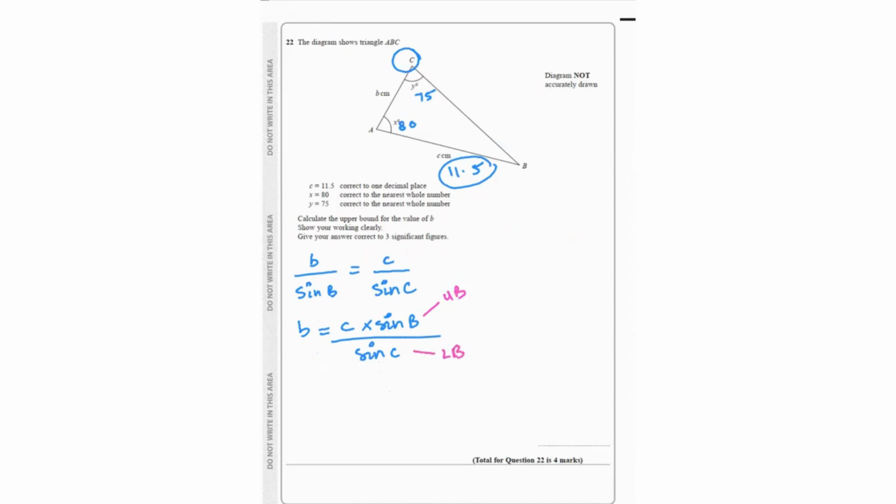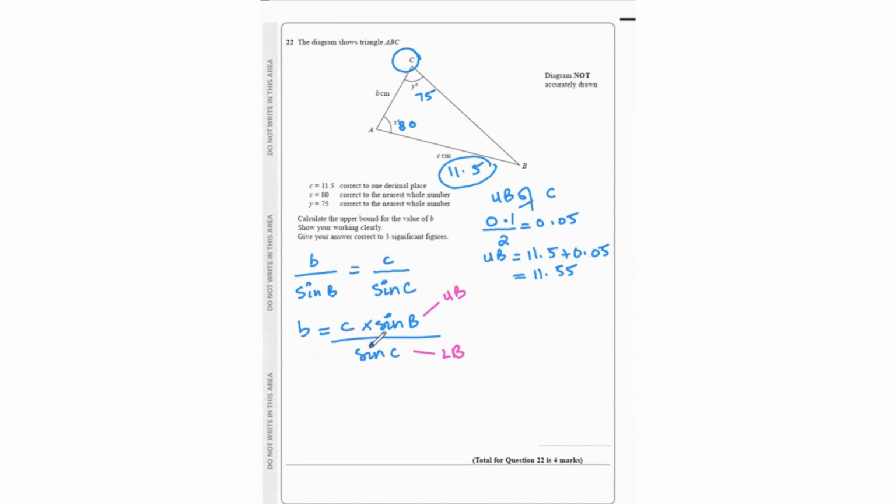So keeping that in mind, we need the upper bound of C, we need the upper bound of sine of angle B, and we need the lower bound of sine of angle C. So the upper bound of C is 11.5, correct to one decimal place. So the place value is 0.1. 0.1 divided by 2 is 0.05. So the upper bound would be 11.5 plus 0.05, which is 11.55.